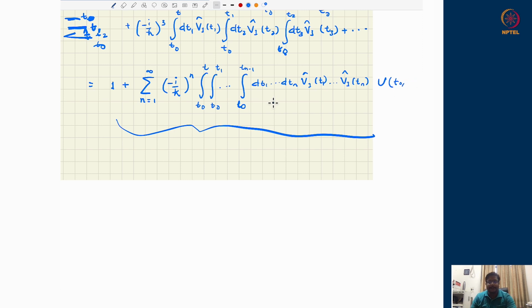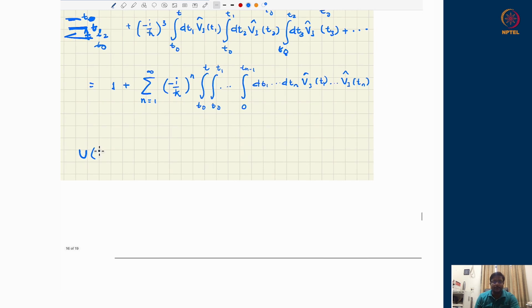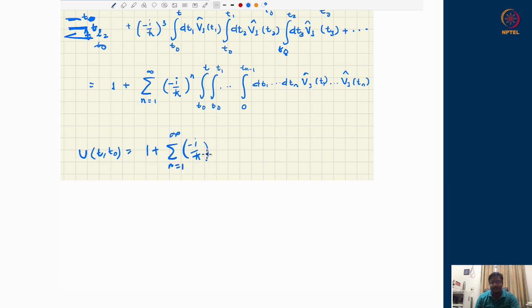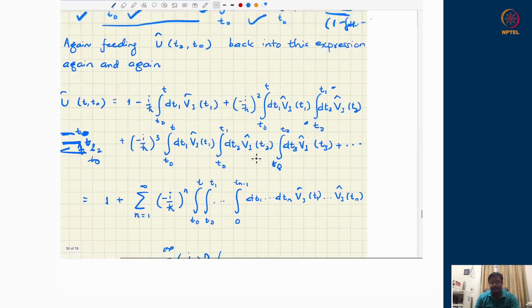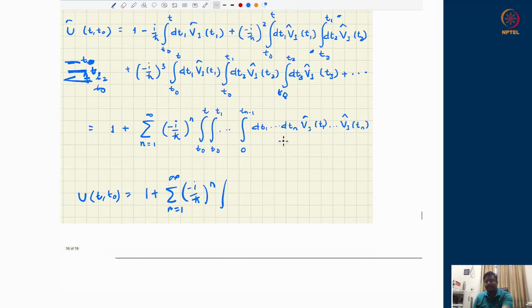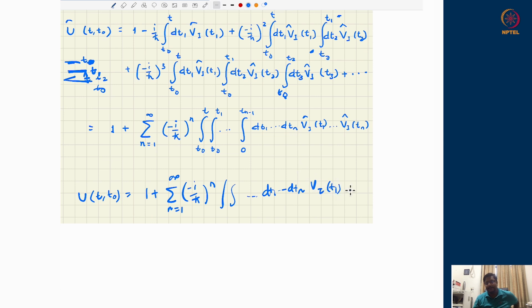So therefore I have a power series expansion. I know the unitary from t0 to t as this simple power series expansion: minus iota over h bar to the power n, the n integrals dt1 to dtn, and then the Vi's in between, t1 to tn. So this is the structure of the unitary.